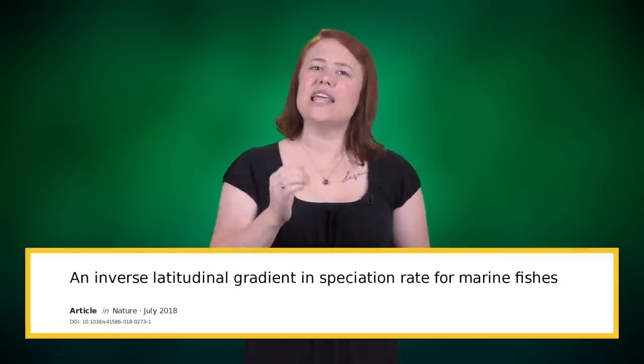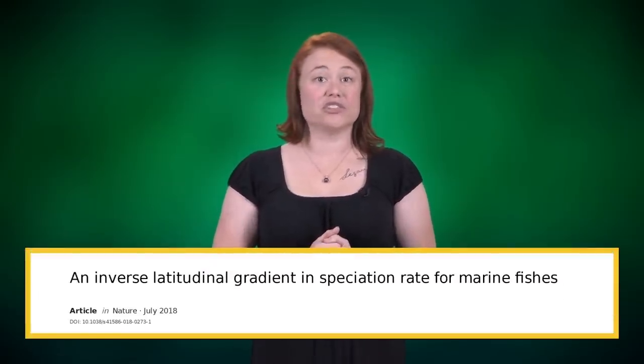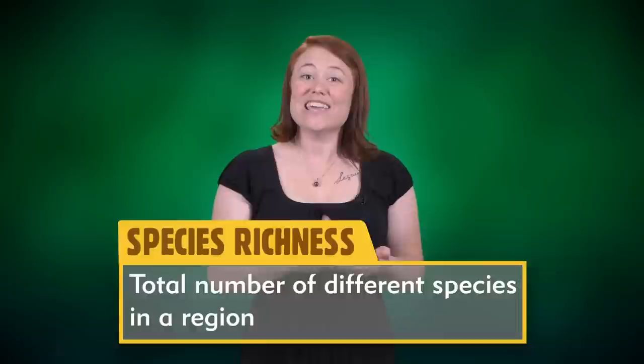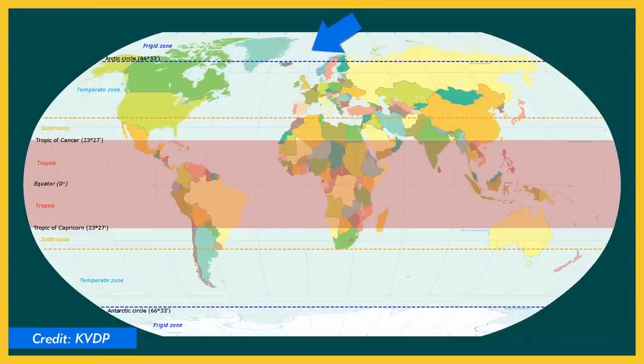One of the most general patterns of speciation we see on our planet has to do with where we see it happening the fastest. In this paper, entitled An Inverse Latitudinal Gradient in Speciation Rate for Marine Fishes, the researchers investigated the relationship between species richness, speciation rates, and latitude in marine fishes. So here's what's already known. Evidence from hundreds of years of biological research suggests that species richness, or the total number of different species in a region, is highest at the equator and lowest at the Earth's poles.